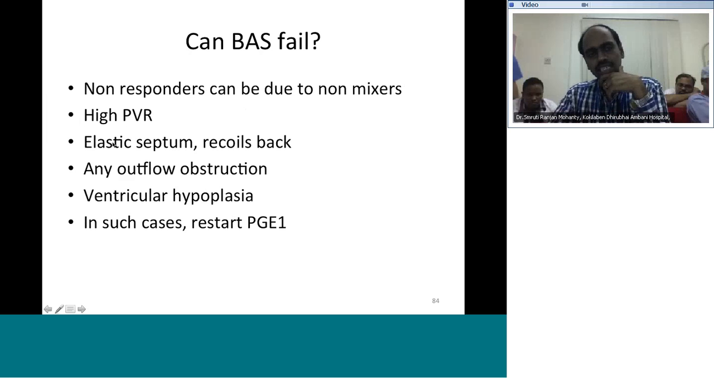Some patients will have an elastic septum. The full balloon will come out, but it will entirely recoil back, and there won't be any hole that is seen after the septostomy. With any ventricular outflow tract obstruction or ventricular hypoplasia, balloon atrial septostomy may not work as effectively. In such cases, restart prostaglandin.